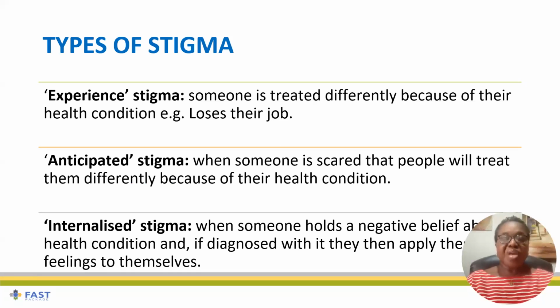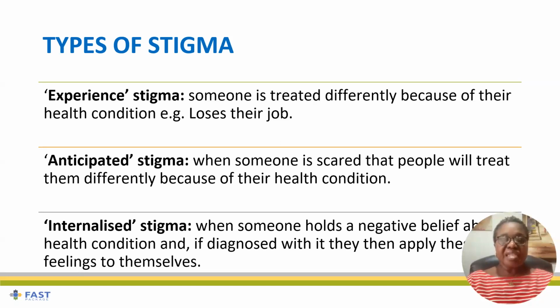Then there's anticipated stigma, where somebody is afraid that people will treat them differently because of their condition. So maybe you have big legs, or you have any health condition, think about it. And people are really not paying attention to you, but you think that people are paying attention to you and making derogatory remarks about you. And that is anticipated stigma. So you expect that people will stigmatize you because of your condition.